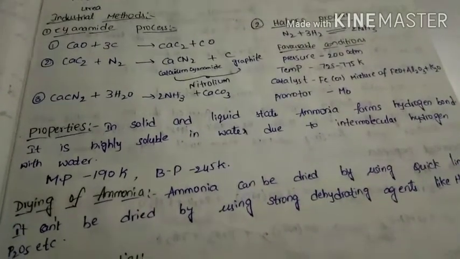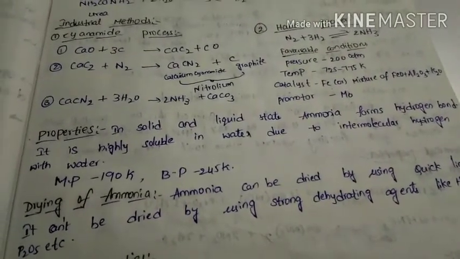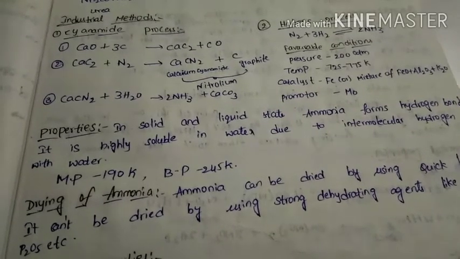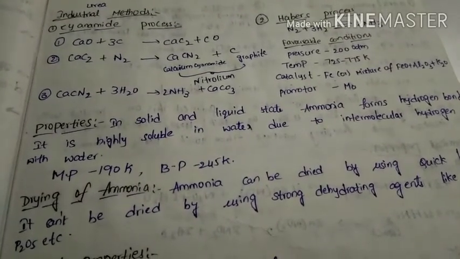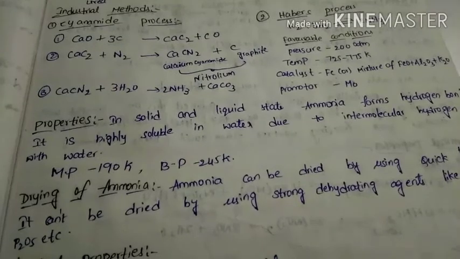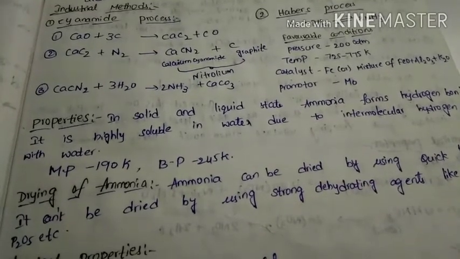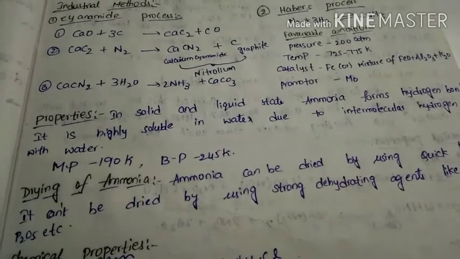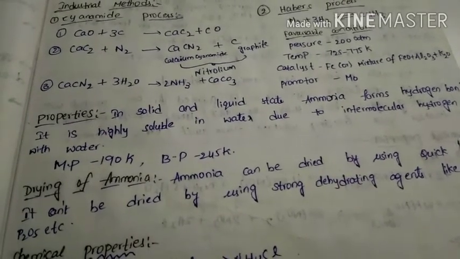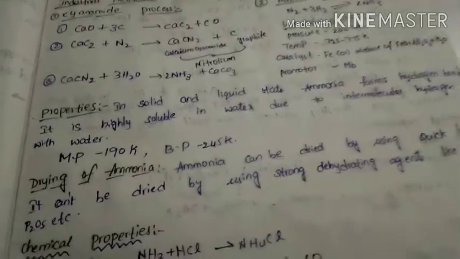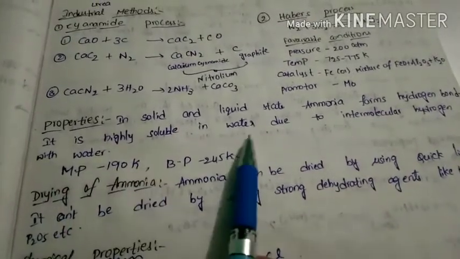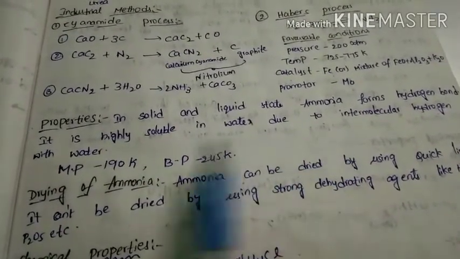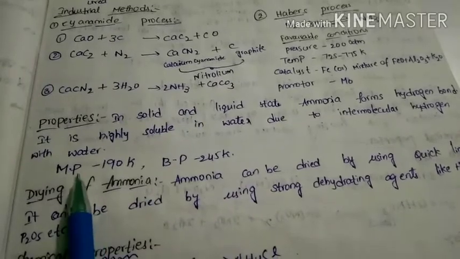Why is it not formed in gas state? Because in gas state molecules are in free motion, so automatically the attractions between molecules decrease. Finally they cannot form hydrogen bond with other molecules. Next, one more point is what? It is highly soluble in water due to intermolecular hydrogen bond with water.